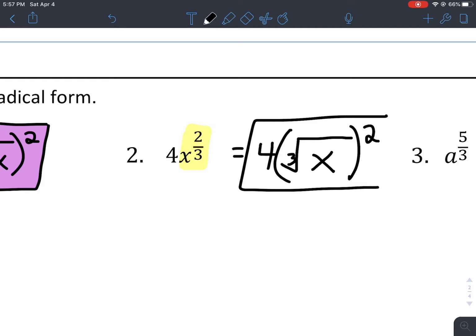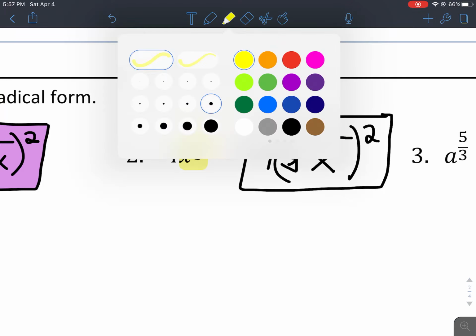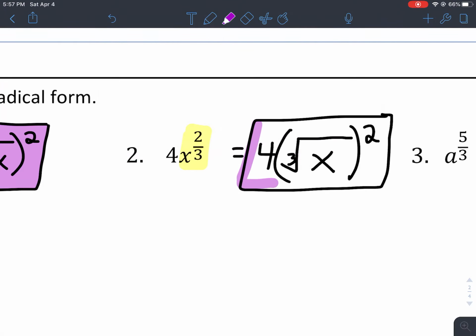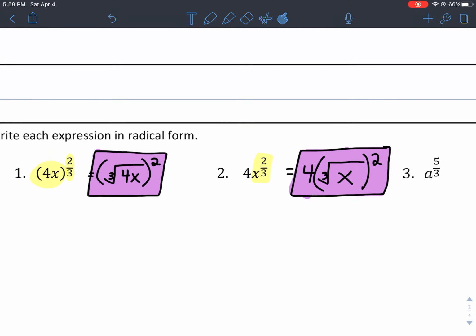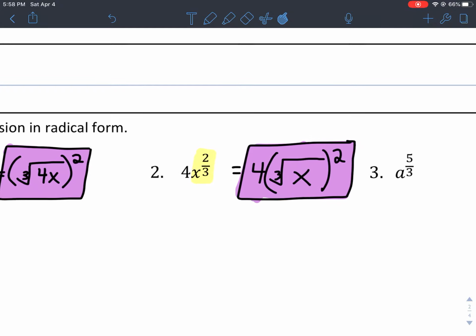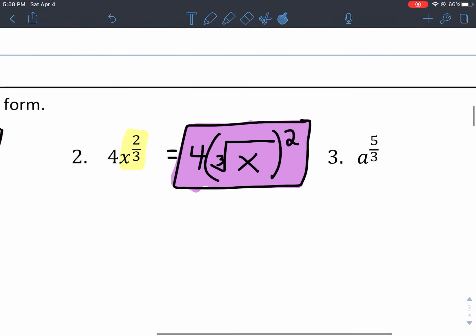But you'll notice that the 4 is now out front, and the reason for that is because it's not being raised to the 2/3 power. So you can kind of see the difference between number 1 and number 2. In number 1, the 4x is underneath the radical because it was all being raised to the 2/3 power. And in number 2, it's out front because it was not being raised to the 2/3 power.